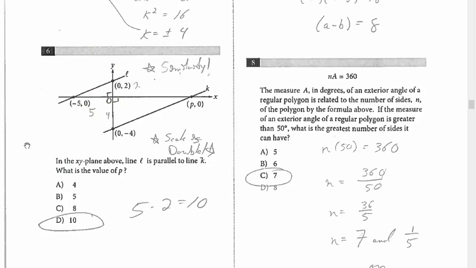Number 6, we have in the xy plane, the line L is parallel to the line K. What is the value of P? The first thing we're recognizing here is parallel lines, so I can start using what I know about corresponding and alternate interior angles, getting back to that Algebra 1 stuff. The first thing I did was label some lengths of lines, because I'm trying to figure out what P is.